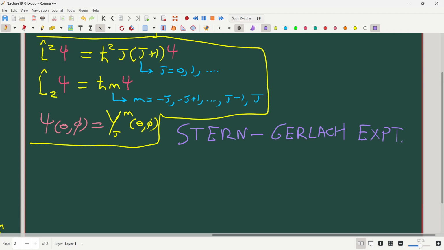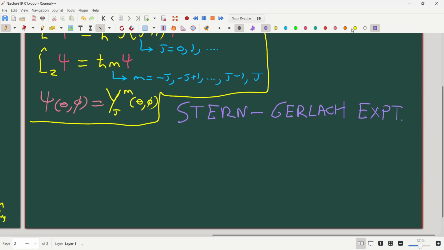Now, this experiment has been done 1.5 million times by 1 million different people. But Stern and Gerlach were the first ones to do it. And let me explain their experiment. Very, very simple experiment. So they take a gun that shoots out some particle.